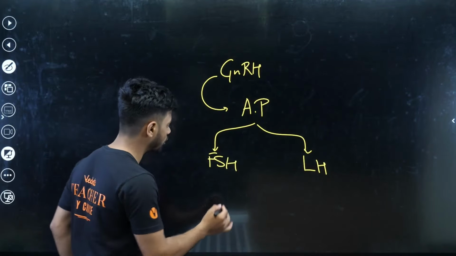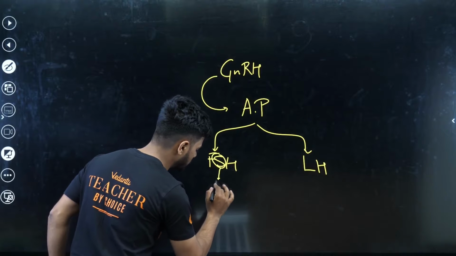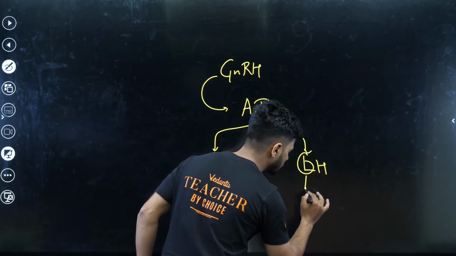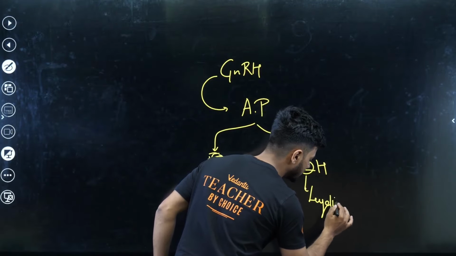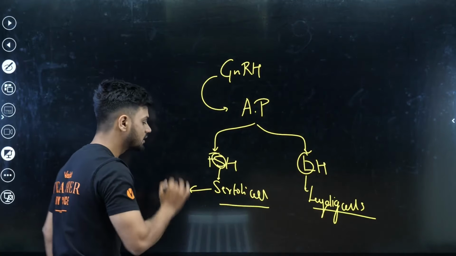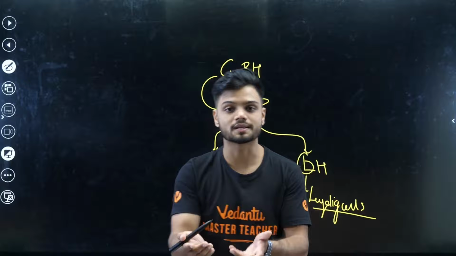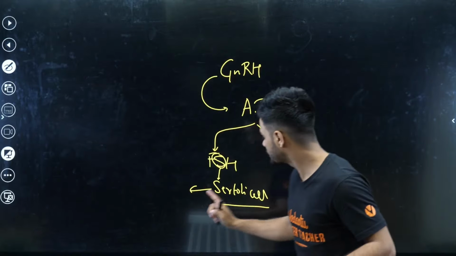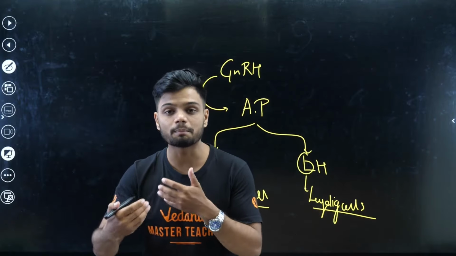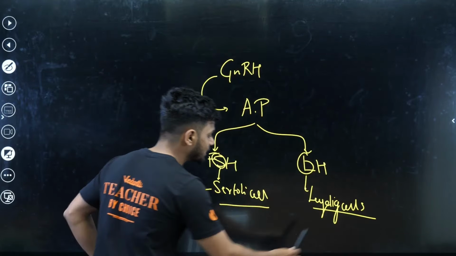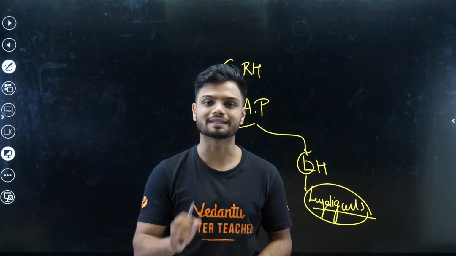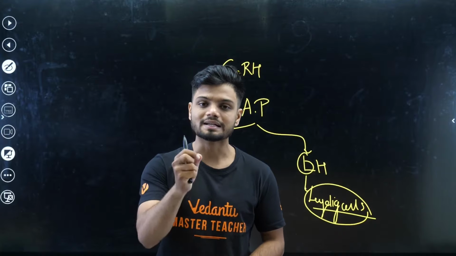Now, here's the trick. Remember, I always told you, the S here stands for Sertoli cells and the L here stands for Leydig cells. This Sertoli cell is responsible for spermiogenesis, not spermatogenesis. Sertoli cells are also called nurse cells, which help in spermiogenesis, that is development of the sperm. And finally, the Leydig cells will help in secretion of the androgen in the case of male, that is nothing but testosterone.